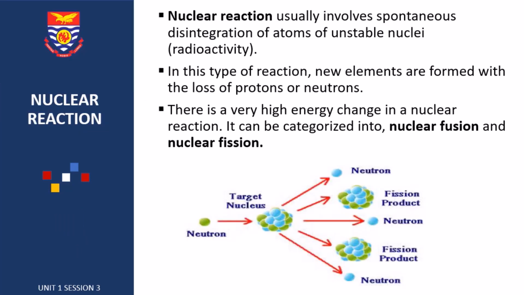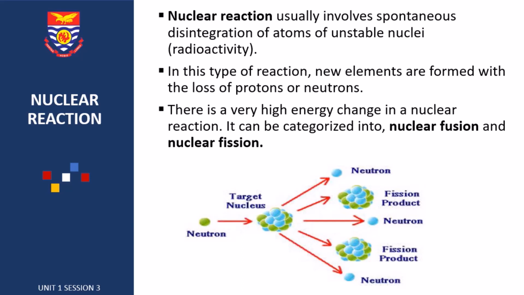Let us begin by looking at nuclear reactions. Nuclear reactions usually involve spontaneous disintegration of atoms of unstable nuclei, and this is what we refer to as radioactivity. In nuclear reactions, the electrons do not participate in the reaction. Instead, they stay in their orbitals while the protons and neutrons undergo changes. Nuclear reactions, we can see, also involve the decomposition of the nucleus and have nothing to do with the electrons.